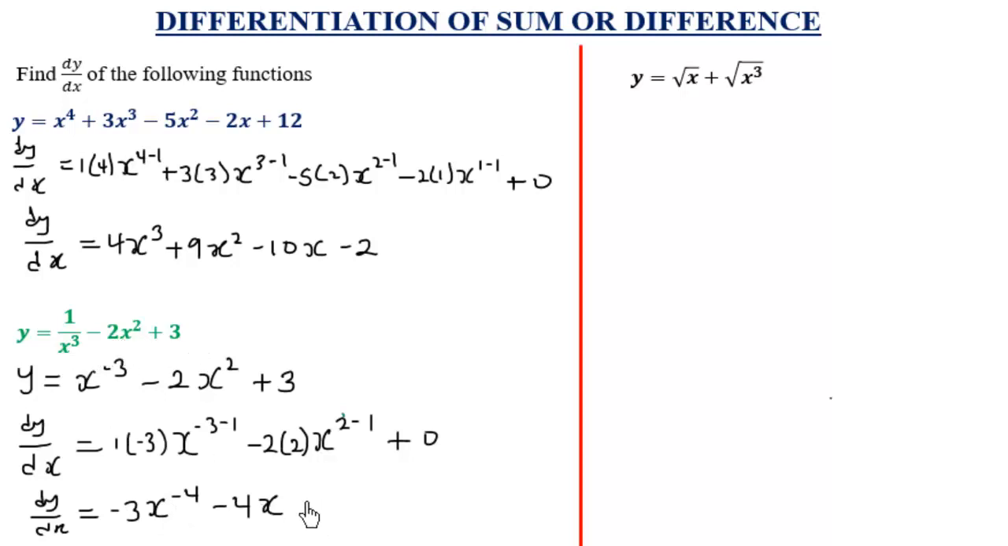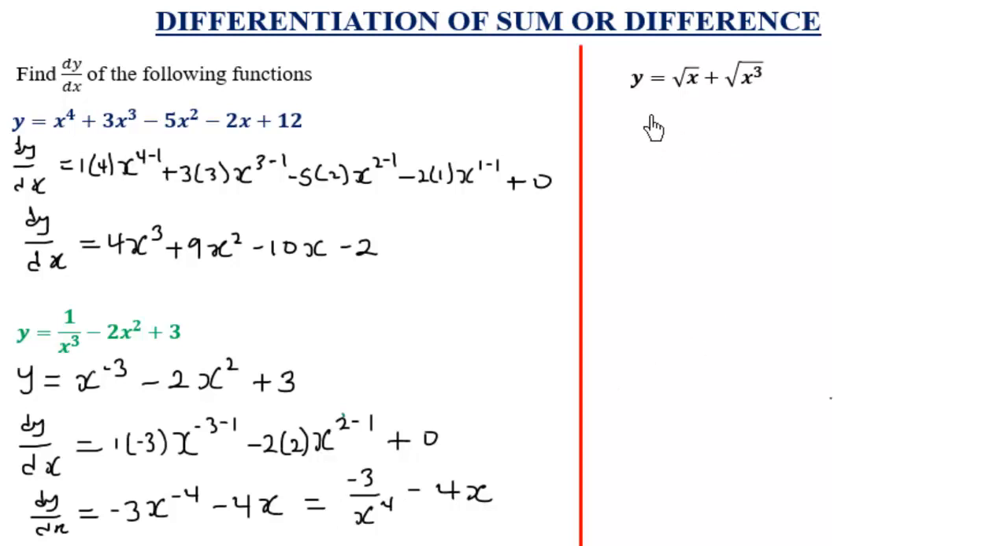Good. Now, better still, you can rewrite negative 3x to the power negative 4 this way: negative 3 over x to the power 4, then minus 4x. So you can write it this way.